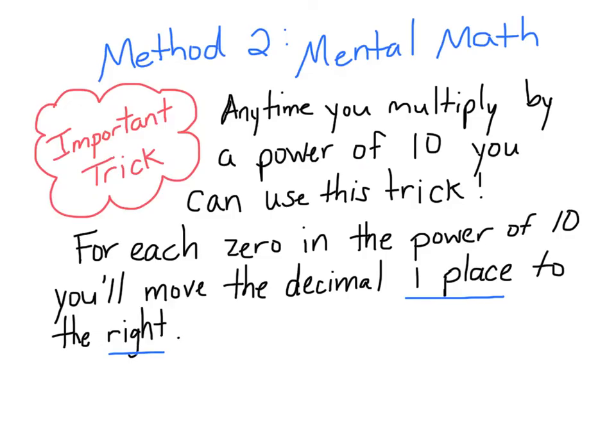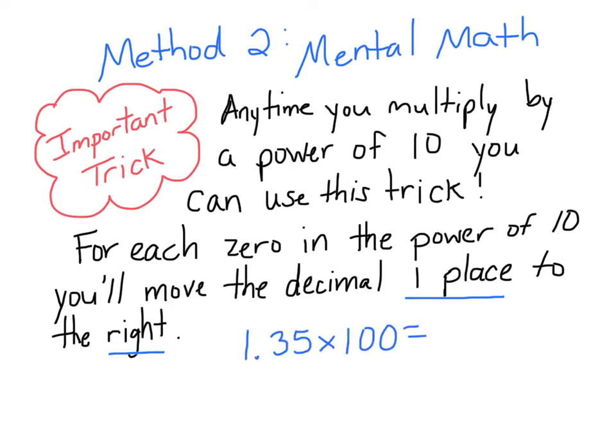So the actual mental math trick that you can use for method 2 is that anytime you multiply by a power of 10, remember you're thinking 10, 100, 1,000, anything that would basically be a power of 10, you can use this same trick. So you figure out how many zeros are in that power of 10. In 10 there's 1 zero, in 100 there are 2 zeros, and so on. You're going to move the decimal one place to the right for each 0.